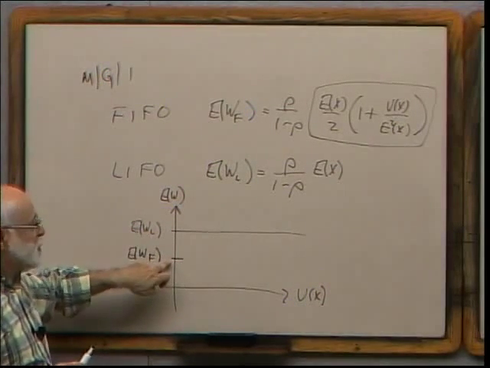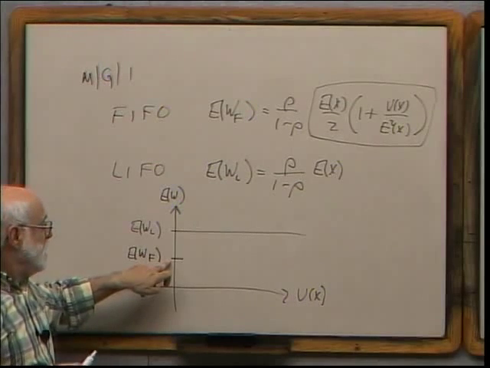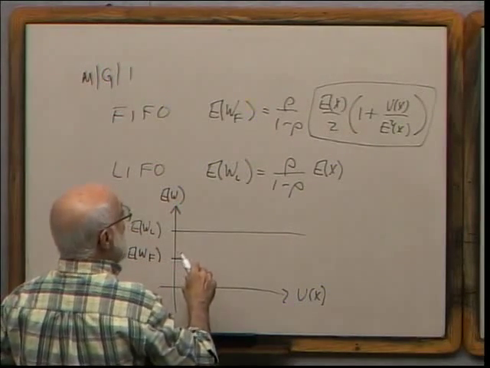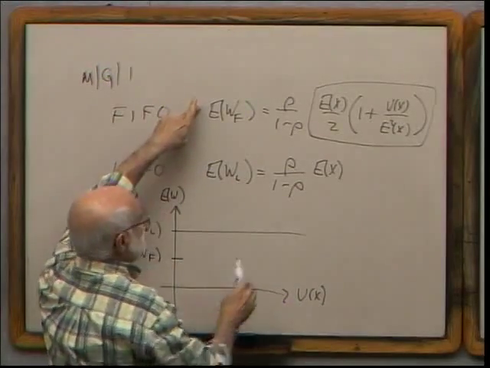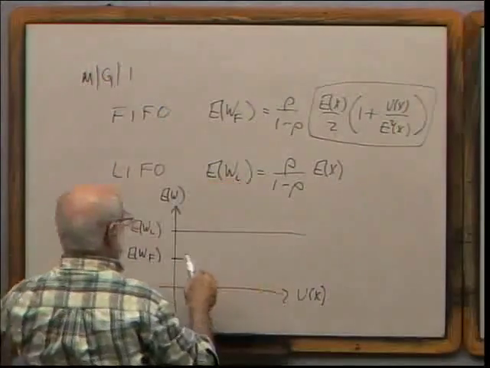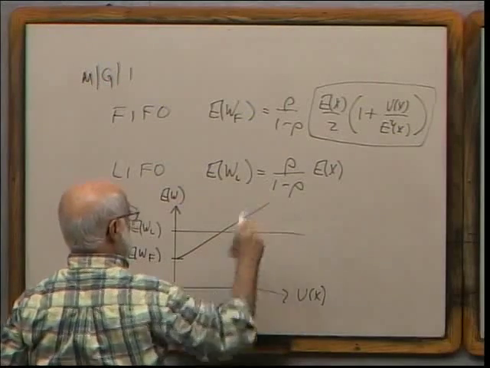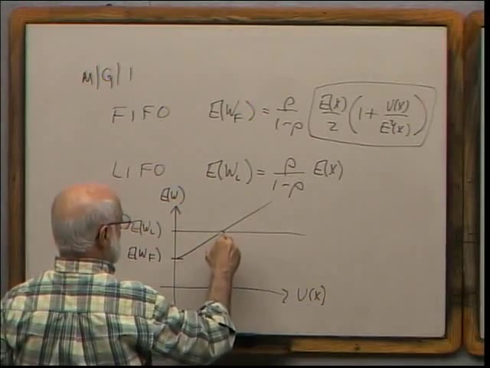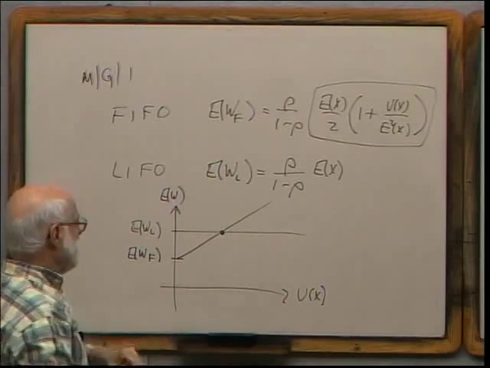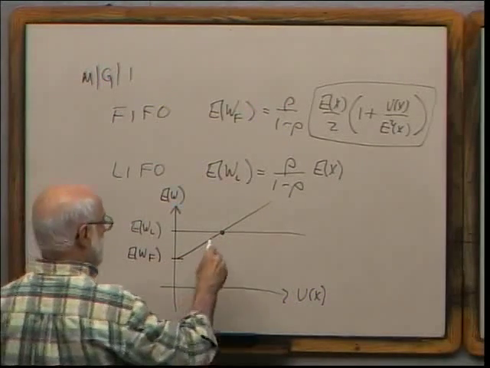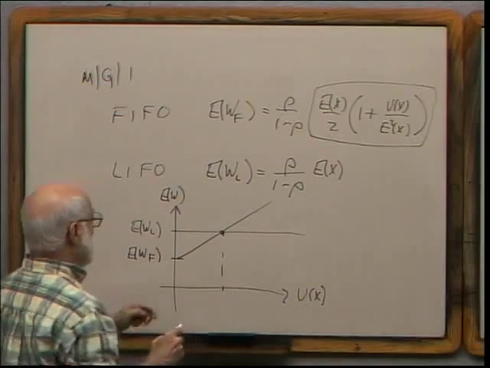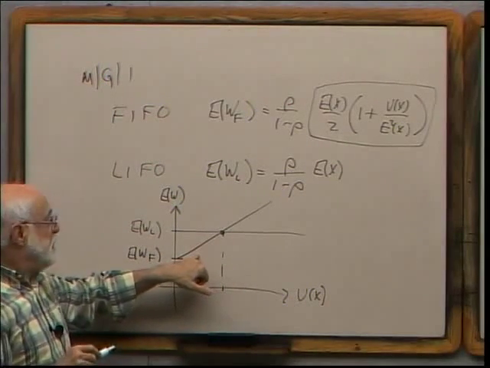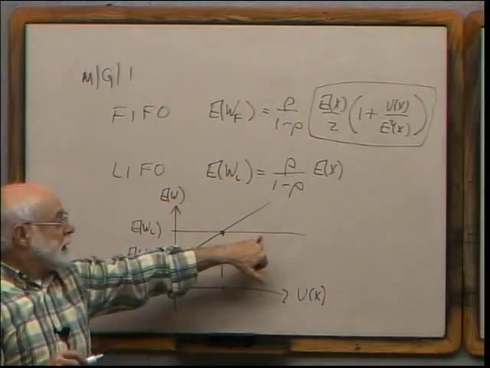But now as the variance gets bigger, the average waiting time grows linearly because the variance is a linear function there. So the curve would look like that. So there's a critical value right here, such that if the variance is less than this critical value, then FIFO is better. But if the variance is more, then LIFO is better.